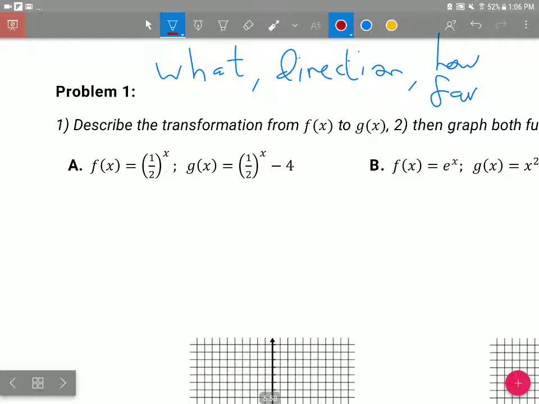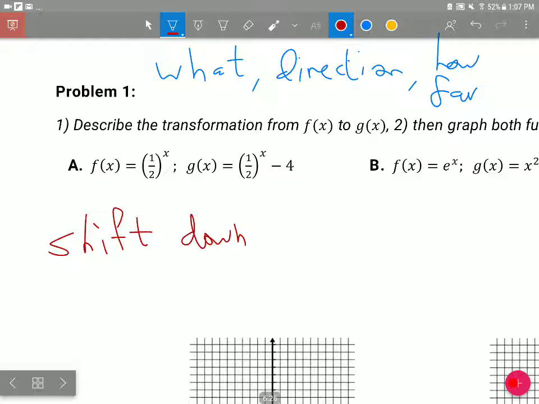But anyways, so what is the difference between these two equations? The -4. Okay. So if you subtract 4, what type is that? It is a shift. Is it outside or inside? So does it go up or down? Down. Good. So shift down.